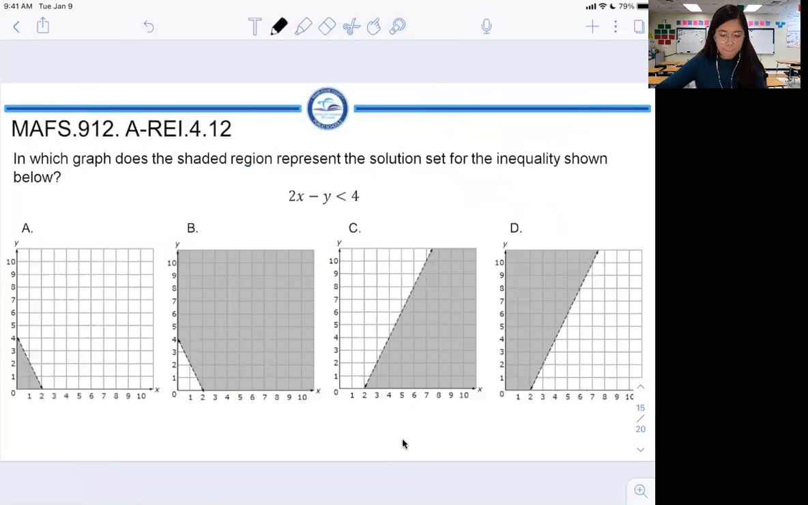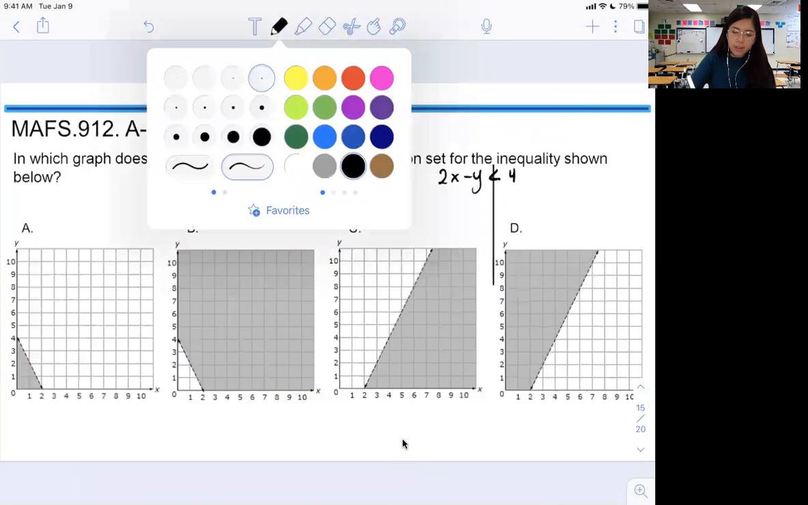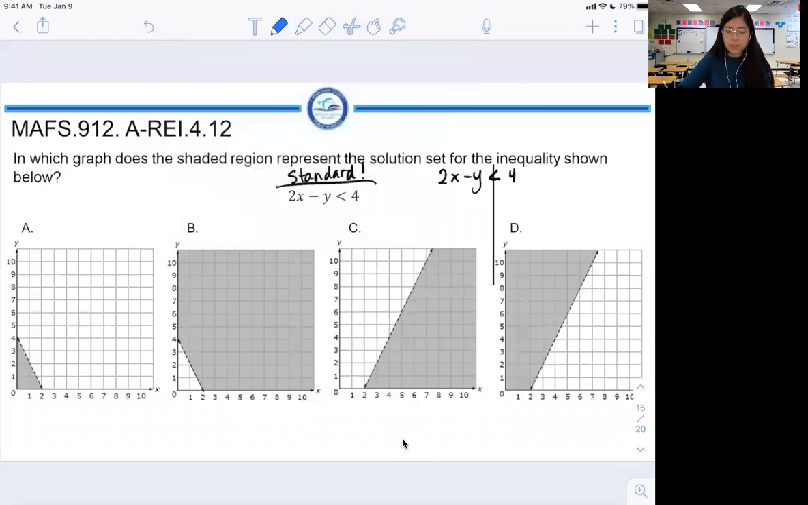Next one. Okay, another inequality, but this time it's written in standard form. Anytime it starts out with standard form, you have to turn it into slope-intercept form because standard form might be deceiving. So let's take a look. I have 2x minus y is less than 4. I'm going to turn this into slope-intercept form. I'm going to move the 2x to the other side by subtracting it. So I have negative y is less than negative 2x plus 4.